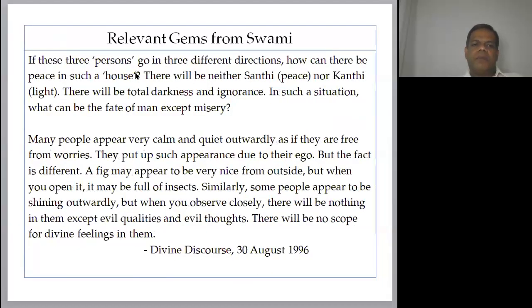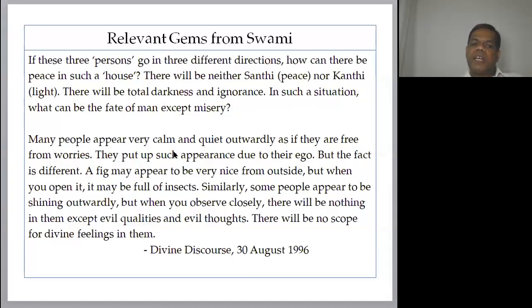If these three persons go in different directions, how can there be peace in such a house? There will be neither Shanti, peace, nor Kanti, light. There will be total darkness of ignorance. In such a situation, what can be the fate of a man except misery?